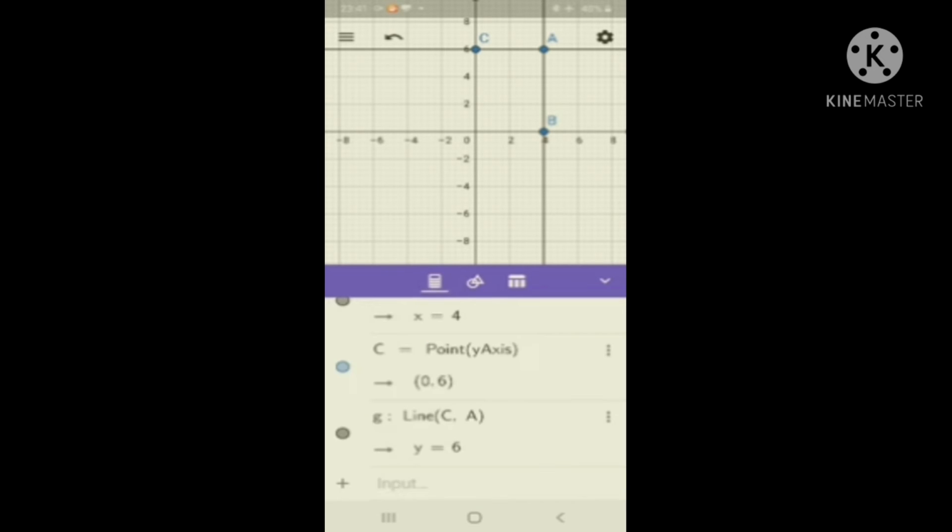So you can see the ordinate of A is 6 and the abscissa is 4. So the coordinates of the point A is (4, 6).